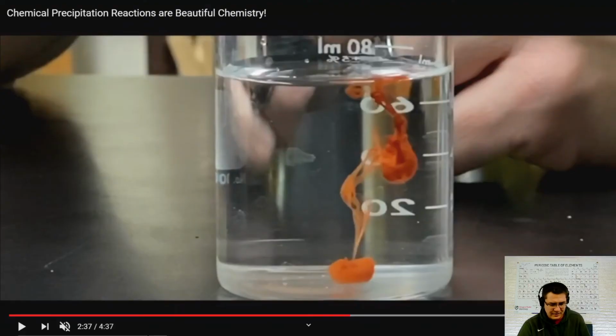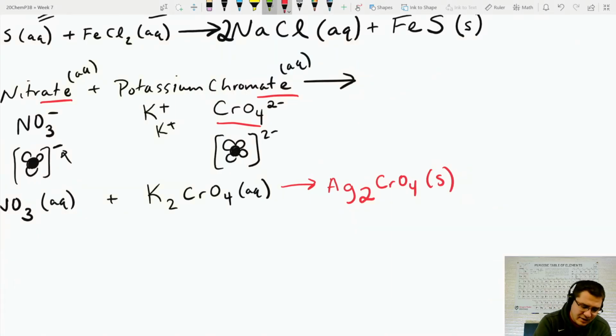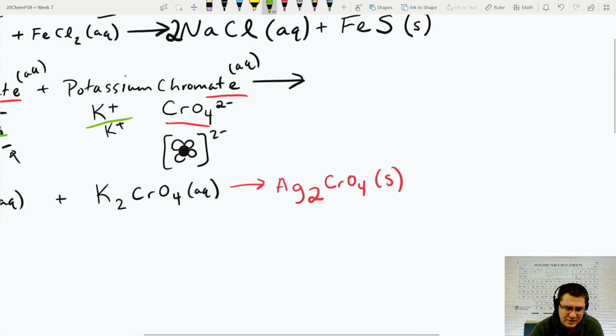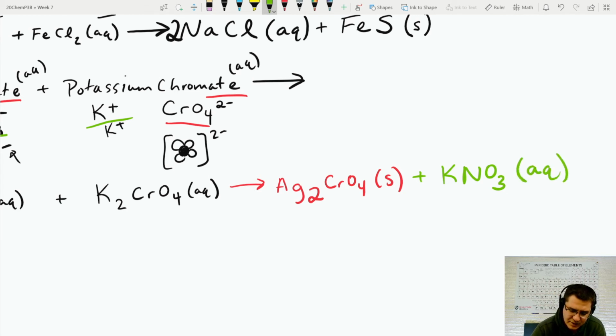So let me flip back. So that brown solid stuff that you see, that is silver chromate. And then the nitrate partners up with the potassium. That's a +1 charge and a -1 charge. So I get +1, -1. Potassium nitrate. And this is just my knowledge. It's soluble in water, so I write AQ.